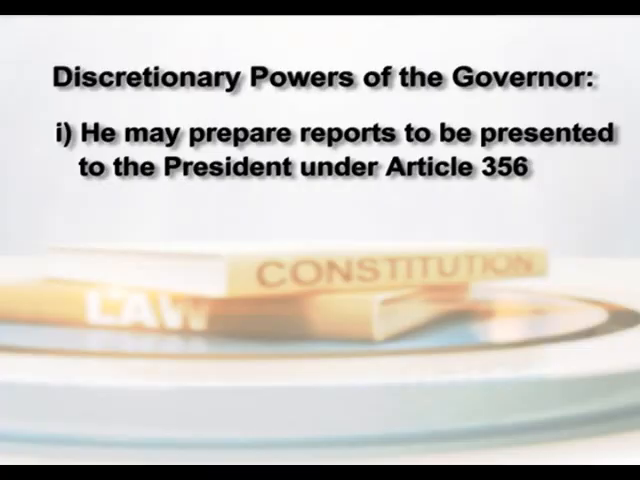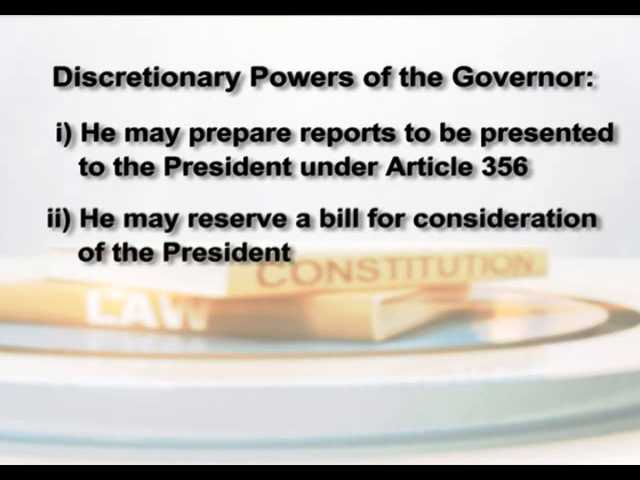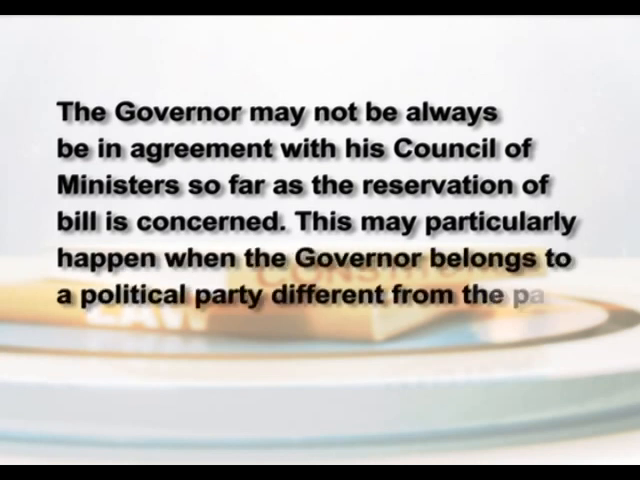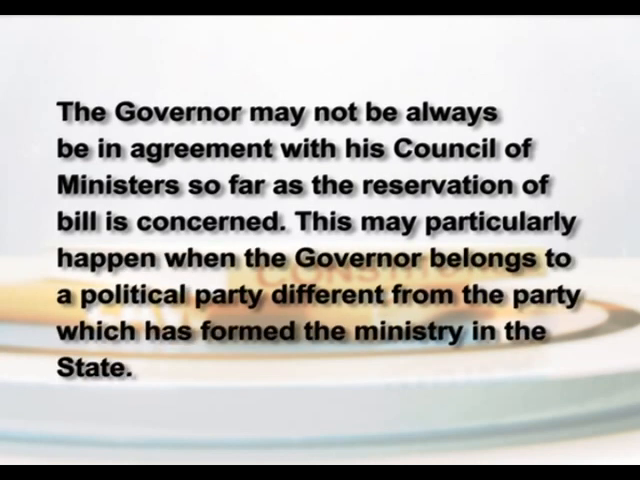Secondly, there are certain other matters in which the governor may exercise his power of discretion. One such matter can be the reservation of bills for consideration of the president. That is Article 200. Now, the governor may not always be in agreement with his Council of Ministers so far as the reservation of bills is concerned, particularly when a situation has arisen in which the governor belongs to a political party different from the party which has formed the ministry in the state.